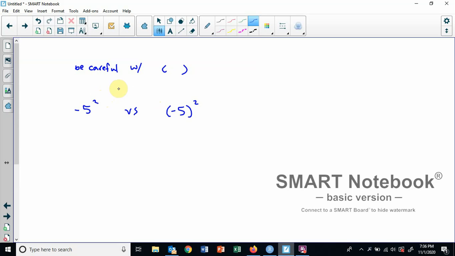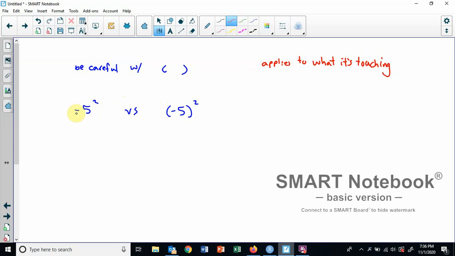Okay? So first off, let's look at this one. The rule is the exponent applies to what it is touching, to what it's touching.